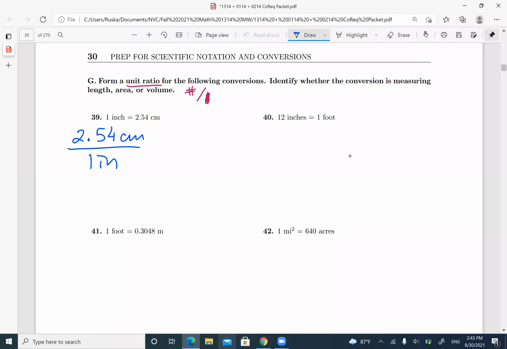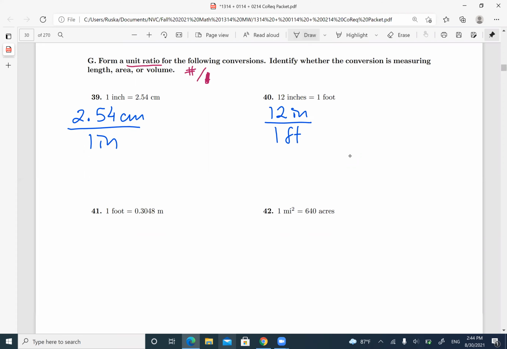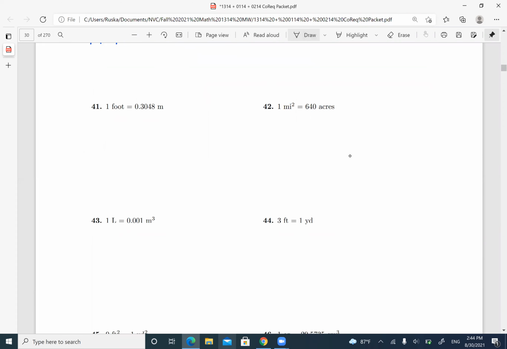So let's go ahead and do number 40. If I have 12 inches is equal to 1 foot, what is the unit ratio? It's going to be the number 12 inches over 1 foot. Okay, that's all. Everybody get that? Yes, ma'am. Okay, so let's just finish this, and that's what we have for today. 1 foot is 0.3048 meters. So how are you going to get the unit ratio? You're going to have 0.3048 meters over 1 foot.